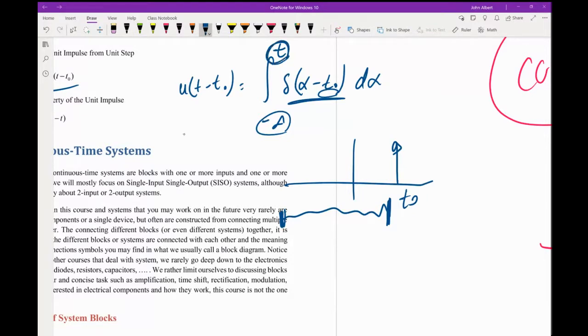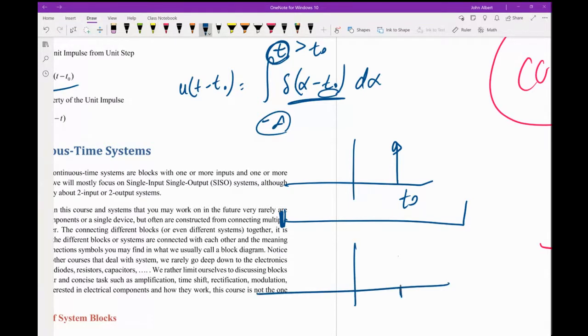Only when t becomes greater than t0 are you integrating from minus infinity all the way to somewhere in here. In this situation, you are including the unit impulse in your integration, which means that the outcome becomes equal to 1. So for all values from minus infinity to t0, you get 0, and for values from t0 to infinity, I end up with 1, which is exactly the unit step function.